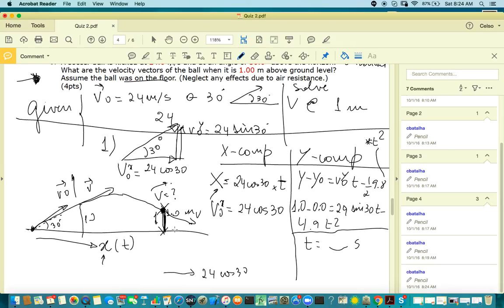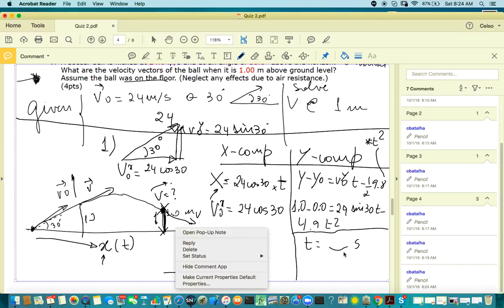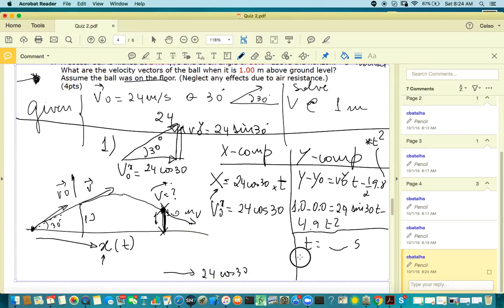But anyway, what I'm saying is you're going to find a time, and once you find the time, you can find your velocity in y. Velocity in y is equal to the initial velocity in y minus 9.8 times the time, and then you plug the time in here. You have the other component of your velocity, and then you can find the velocity vector of the ball, and then you are done.